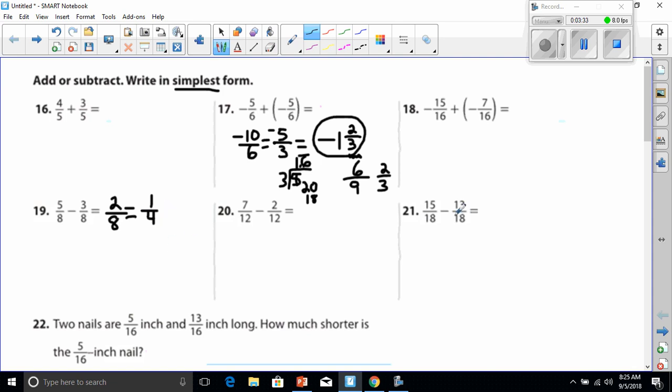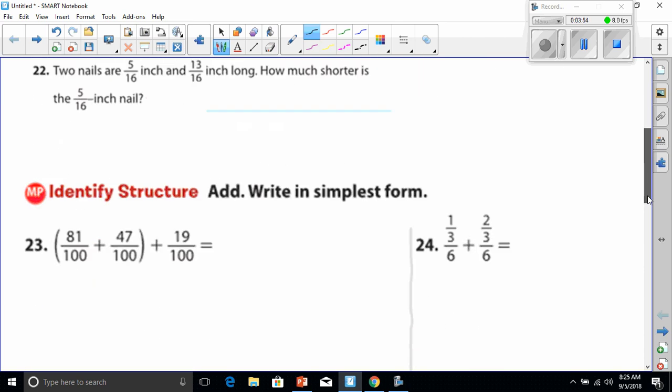Let's go to number 21. We've got 18 at the bottom, so we know the denominator will be 18. Now we've got 15 minus 13. Well, that is 2. And of course, we can divide both of those by 2, which will give us 1 over 9 as our answer. Let's go and try number 23.